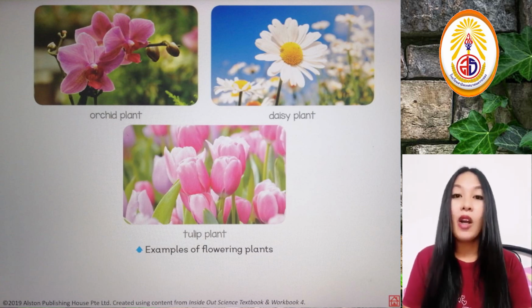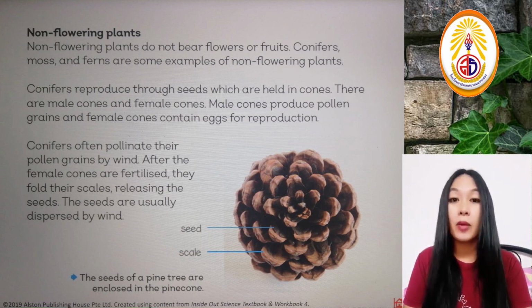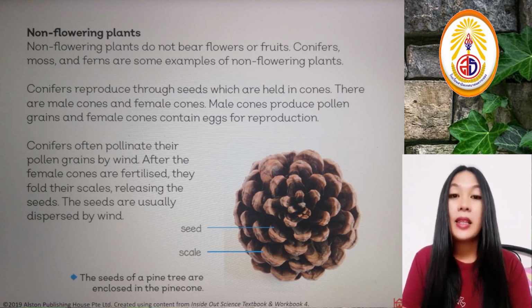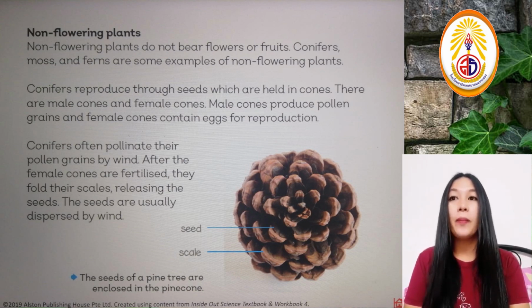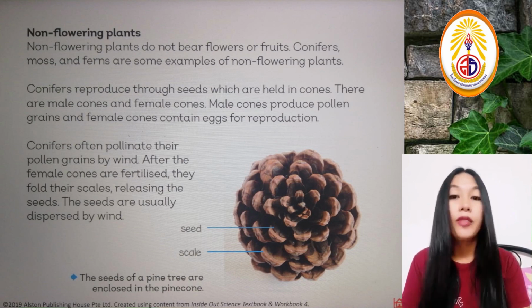Okay, now let's go to the non-flowering plants. A non-flowering plant does not have flowers. They do not produce flowers, so basically because of that they do not have fruits as well. Examples are conifers, moss, and ferns. These are some examples of non-flowering plants, plants that do not have flowers.